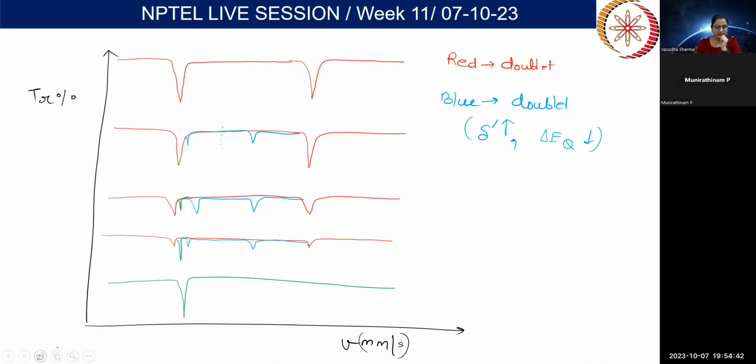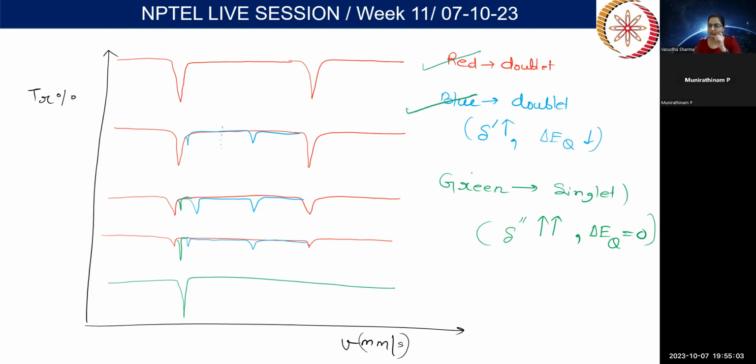The third one that we have is the green spectrum. That is a singlet. It has delta double dash, which means the isomer shift is even more increased than the blue line. And delta EQ is 0 because there is no splitting of the peak. Now we need to find out what is red, what is blue, and what is green. Just looking at the spectra, is that clear? How do we come to know what is red and what is blue, how the delta value is more and delta EQ is less, and what about the green? Or is there any confusion?